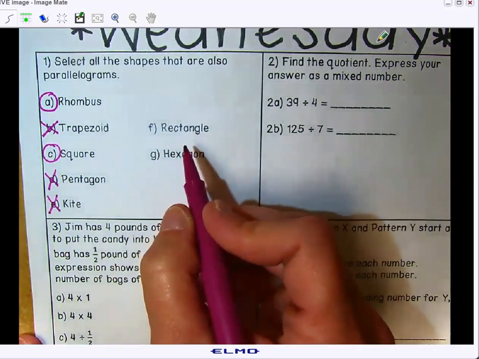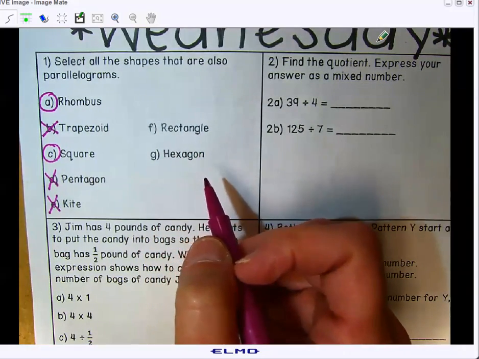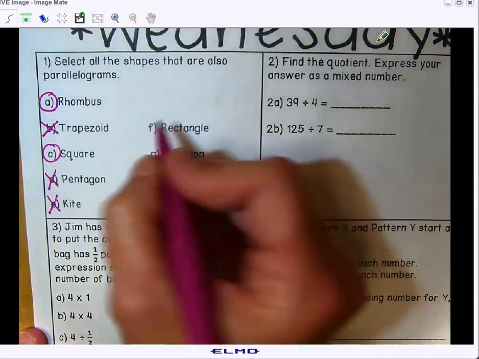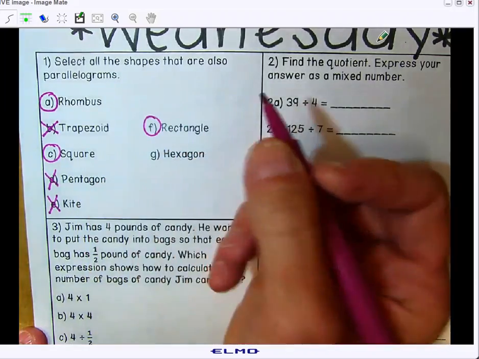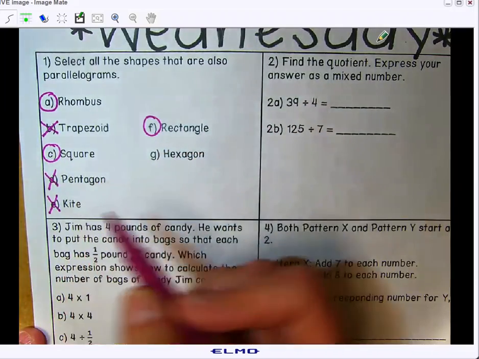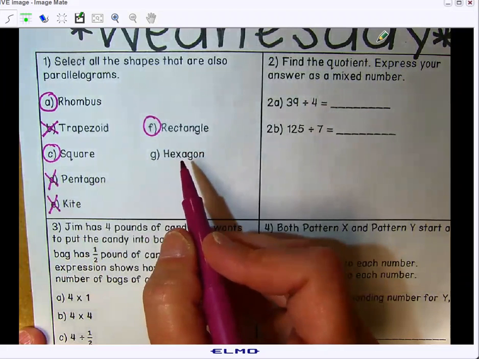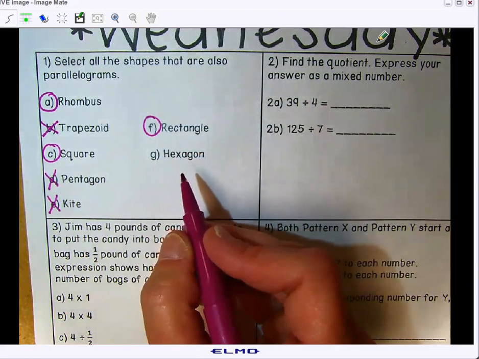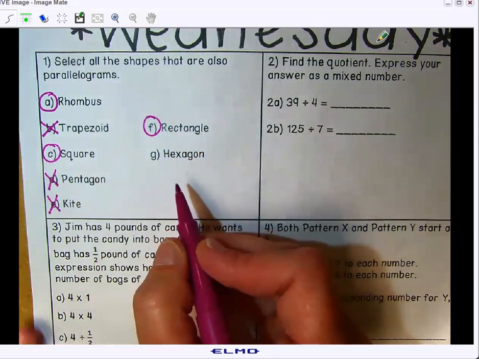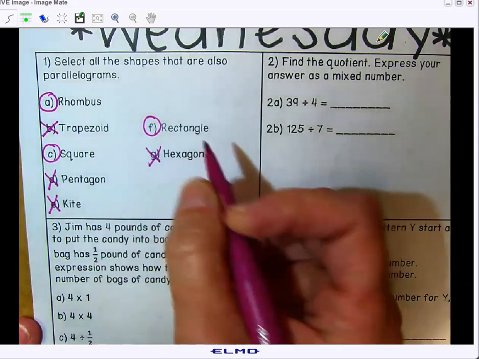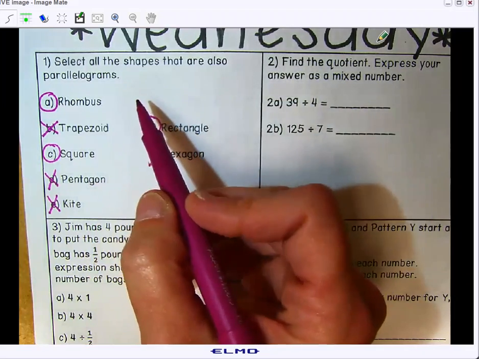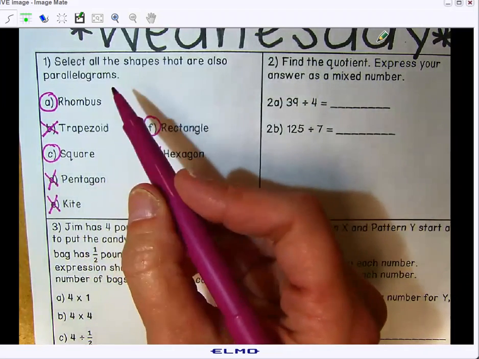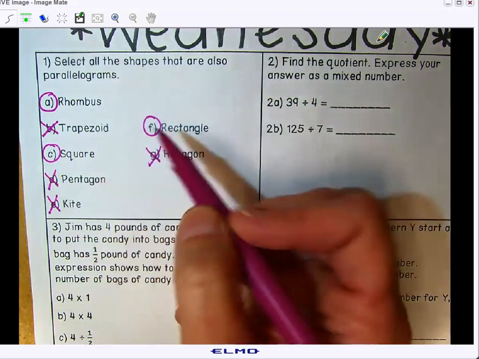A rectangle, obviously the opposite sides are parallel and the opposite sides have equal lengths. And just like the pentagon and the kite, the hexagon does not have opposite sides parallel and opposite sides equaling all the time. So the only ones that are parallelograms with opposite sides of equal length and opposite sides parallel would be the rhombus, square, and rectangle.